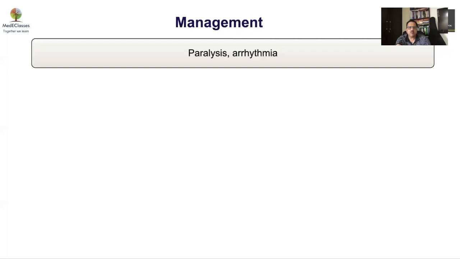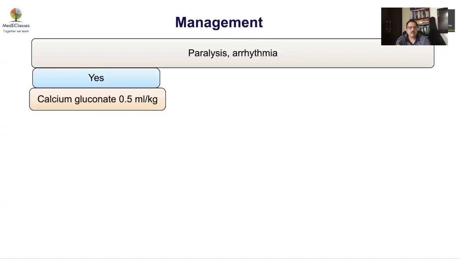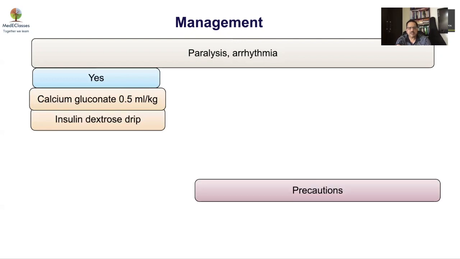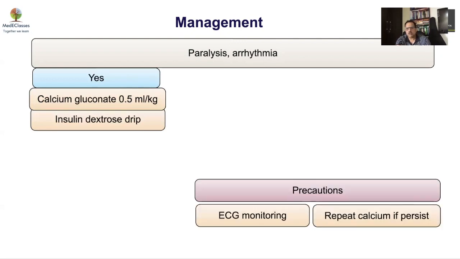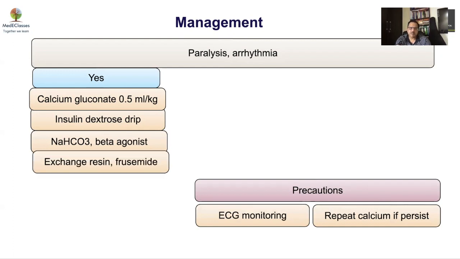Management basically involves the severity of symptoms. So if paralysis and arrhythmia are there, you give calcium gluconate, insulin dextrose, with precautions of ECG monitoring, and repeat calcium if required. You can also give soda bicarbonate, beta agonist, exchange resins, and furosemide. Dialysis should be considered if it's persistent.